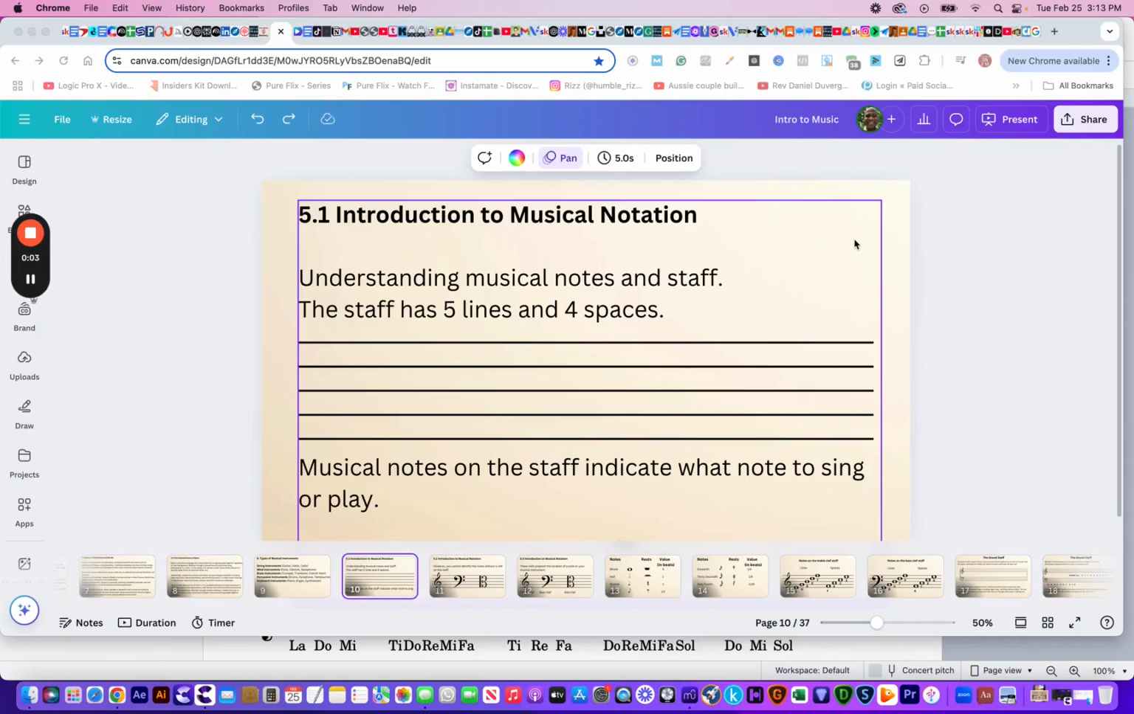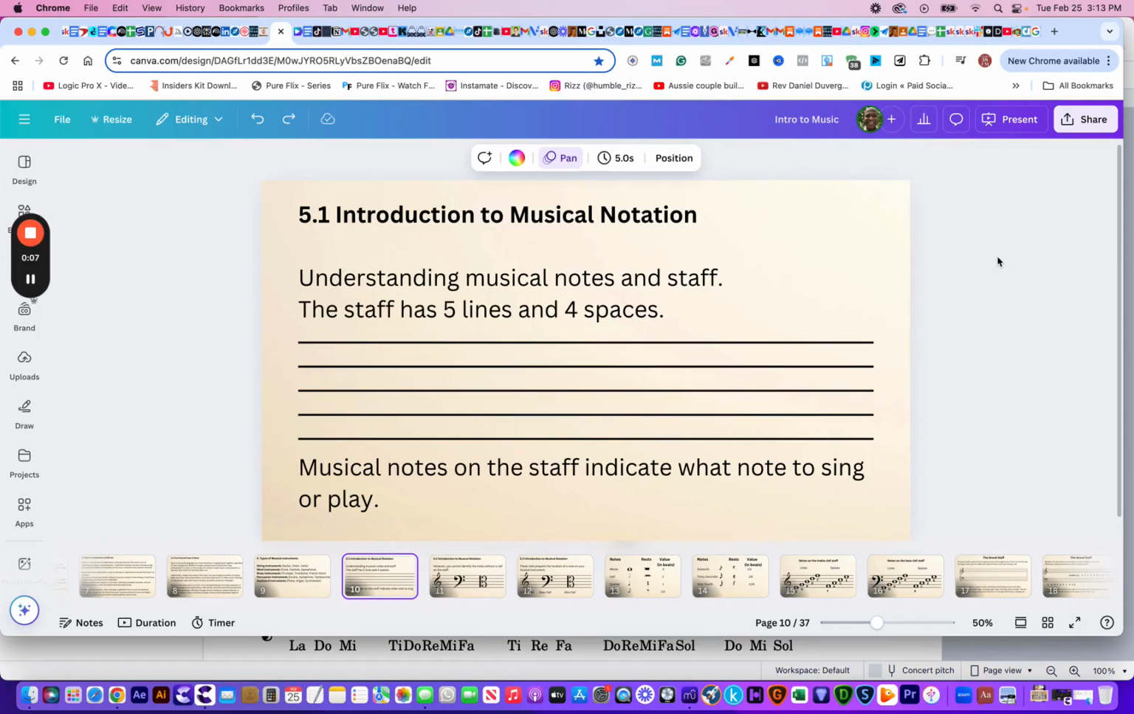Okay, so this is an introduction to music notation. And of course, in notation, you hear the word note. Notes are written on a staff, and what you're looking at right now are five horizontal lines, and in between the lines you have four spaces, and that is called the staff.